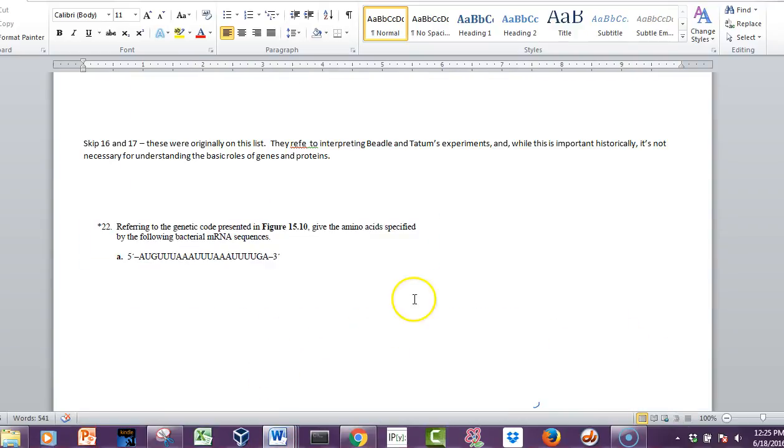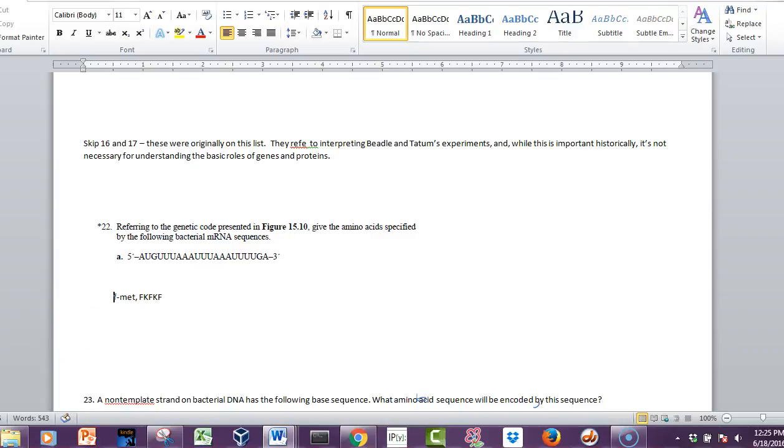All right, so this was just FMet, and then it was going to be phenylalanine, lysine, phenylalanine, lysine, phenylalanine. So that would be the answer to that one.